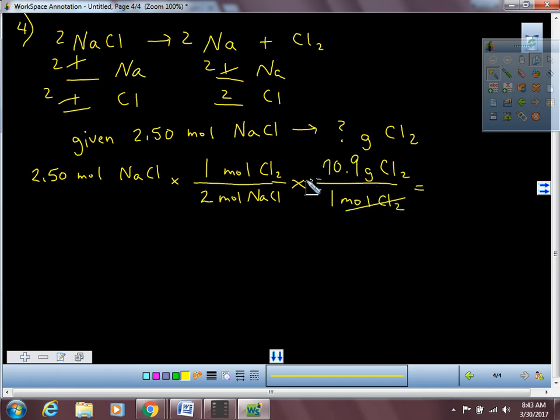So now I cancel moles of chlorine and moles of sodium chloride. I'm going to work through. So 2.5 times 1 times 70.9. The top of my fraction is 177.25. And then 2 times 1 on the bottom is 2. So when I work that out, how much? 88.6.